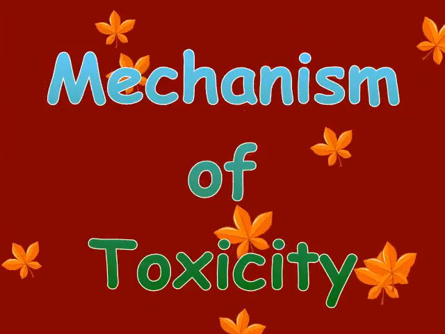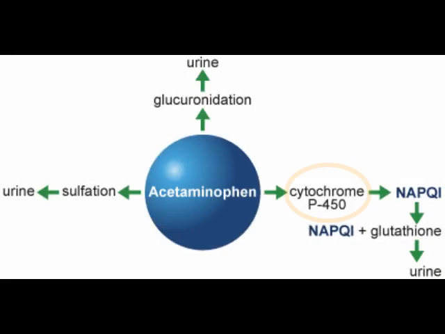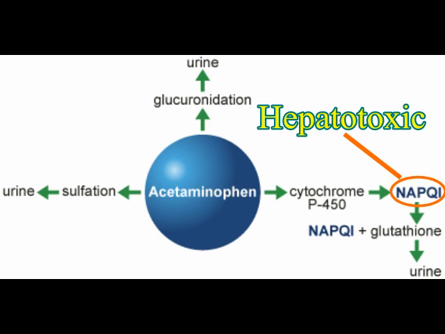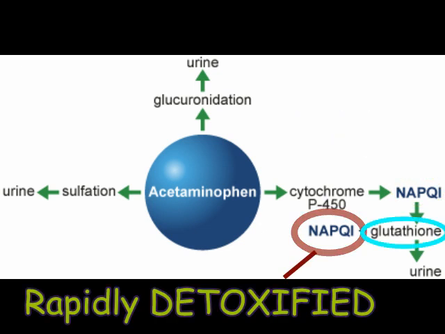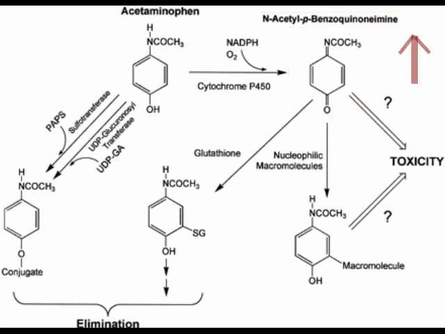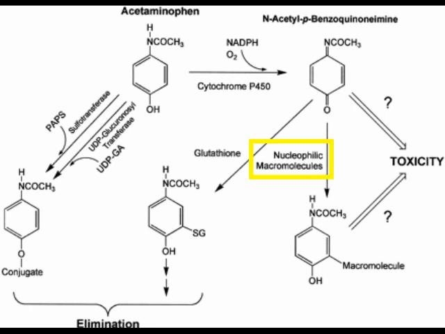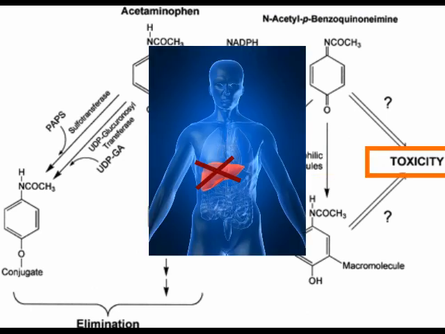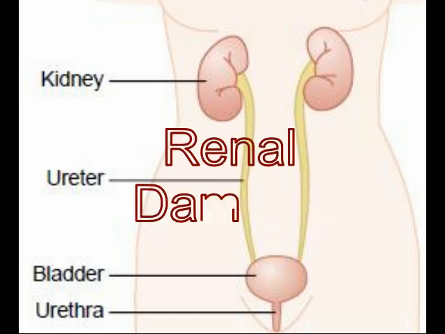Mechanism of toxicity. One of the products of normal metabolism of acetaminophen by the cytochrome P450 mixed oxidase system is hepatotoxic. Normally, this reactive metabolite is rapidly detoxified by glutathione in the liver. However, in overdose, production of the toxic metabolite exceeds glutathione capacity and the metabolite reacts directly with hepatic macromolecules, causing liver injury. Renal damage may occur by the same mechanism owing to renal metabolism.